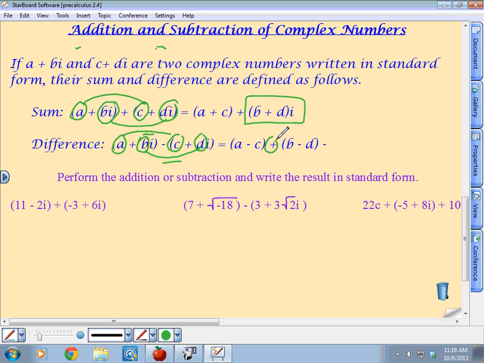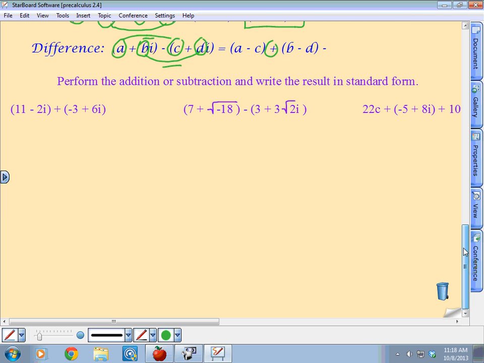So let's do a few, because when you get c's and d's, you guys don't really know. That's hard. So let's actually work some of these. Perform the addition and subtraction and write the result in standard form. All right, Ben, you can come up and do the first one.